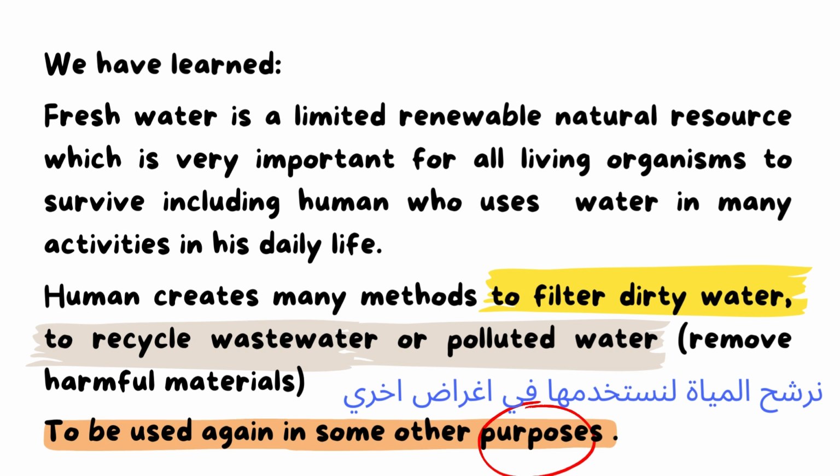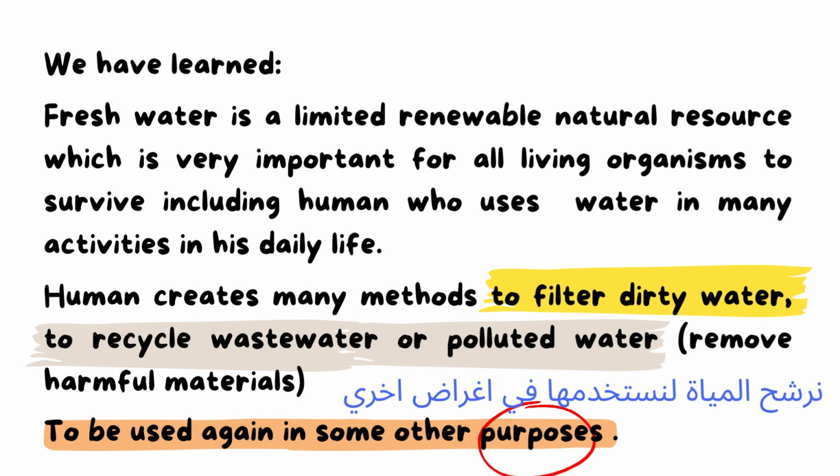And humans use water in many activities in daily life. From here, humans created many methods to filter dirty water. What's the meaning of filter dirty water? To remove the harmful materials from the water. So this is water filtration, or to filter dirty water.